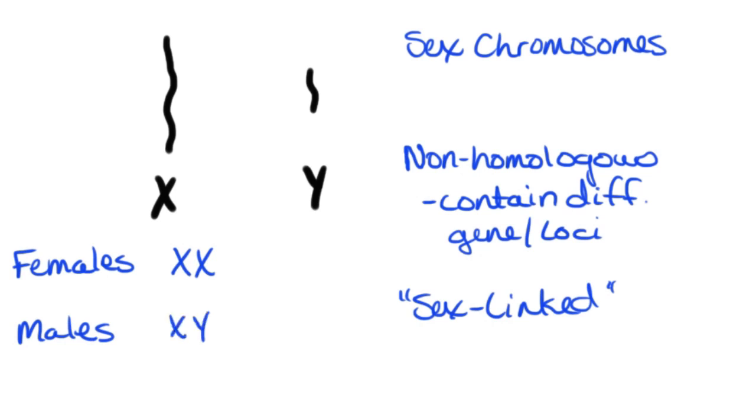So if we're talking about something that's located on the X chromosome, a male would only get 1 copy of that because they only have 1 X chromosome. But a female is going to have 2 X chromosomes, and so she will have 2 copies of that gene, and those 2 copies of that gene may be the same or they could be different alleles from each other.